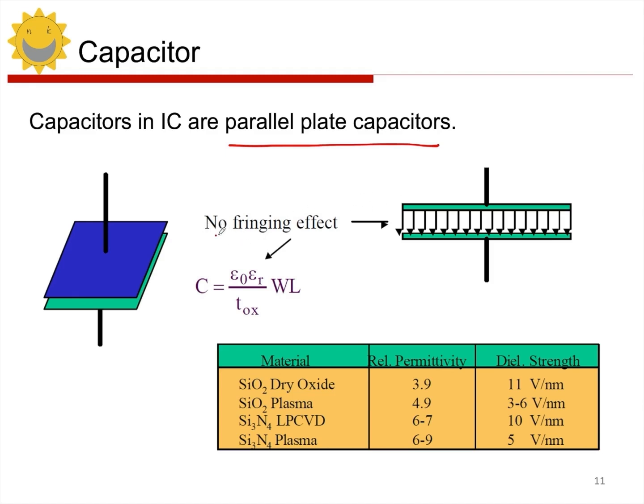When we don't consider edge effects, we have an upper plate and a lower plate, right? Two metal plates with some kind of insulating dielectric in between. This setup forms a capacitor. How big is the capacitance? The size is given by the formula.